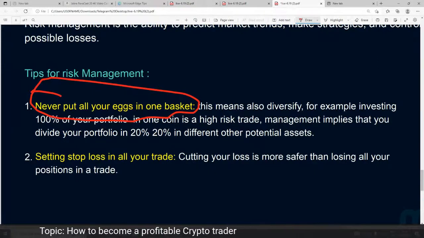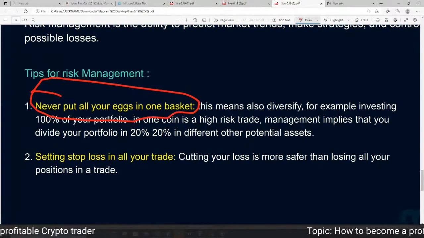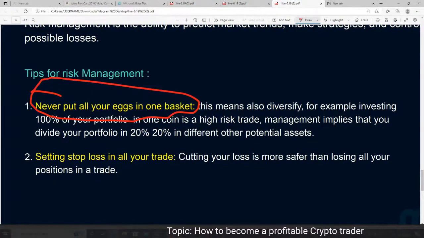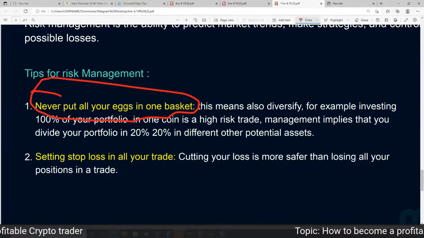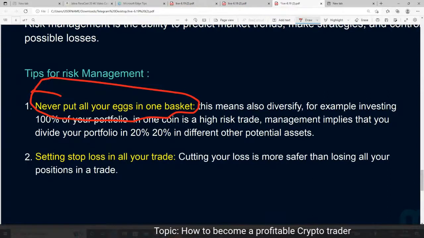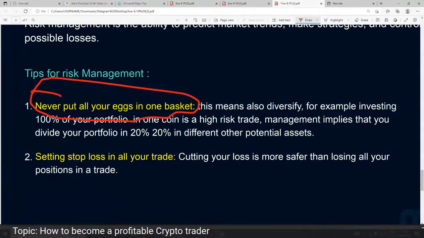You don't just use $100 and buy Doge alone. If you do this, you are not applying your risk. You are not managing your risk well. Why? You need to divide that money because that is the whole money you have in your account. You just deposited $100, and that $100 is all you have.